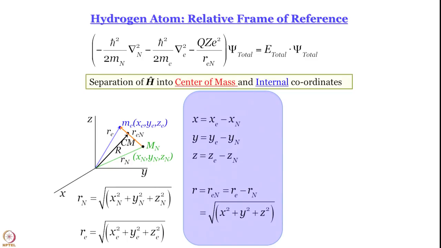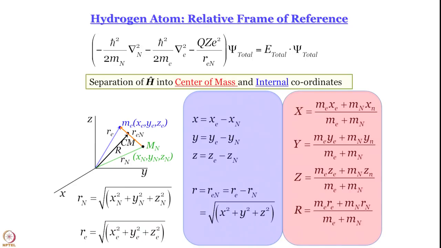And this r is r e n. So, that is r e minus r n, do not forget that these are vectors. When you do the vector sum, you get root over x square plus y square plus z square. So, these are the internal coordinates, and these are the center of mass coordinates. This is once again a very standard technique of rotational dynamics from classical physics, where you invariably have to separate translation from rotation. Lots of kinds of motion can take place at the same time, but you have to separate each kind of motion, otherwise you cannot really formulate your problem. So, capital X, capital Y, capital Z denote the mass weighted position coordinates of the center of mass, and capital R is also for the center of mass.